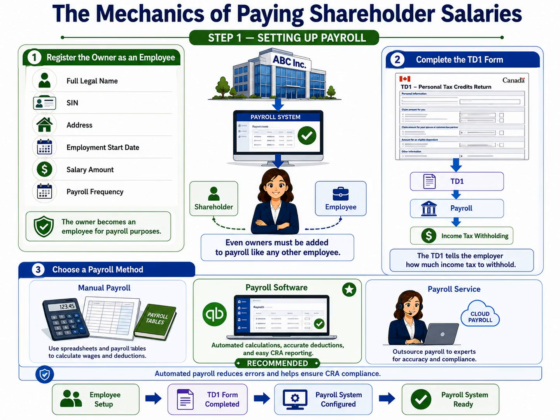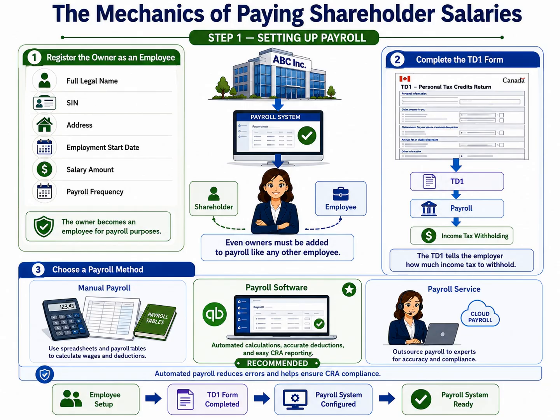Before a corporation can pay a salary to its owner-manager, the payroll system must first be set up correctly. Even if the owner is the only shareholder and controls every decision in the business, they must still be treated as an employee for payroll purposes. Simply transferring money from the corporation's bank account is not enough to create a valid salary payment. The first step is to register the owner as an employee.